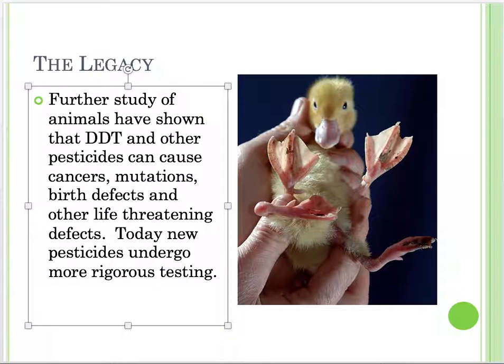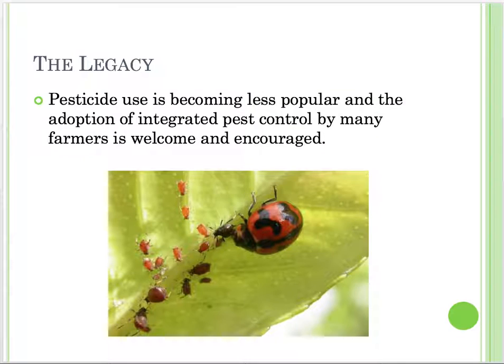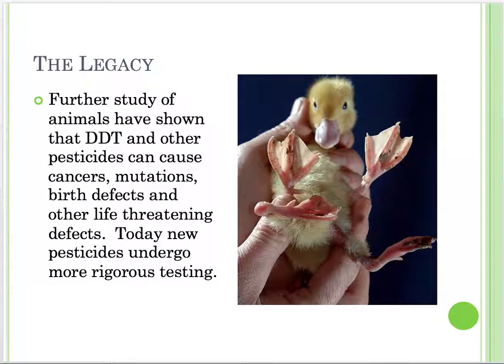Today, new pesticides undergo more rigorous testing. There are other pesticides as well that can cause those defects as well as death, and one of those is Agent Orange. You will see I've given you a link about Agent Orange. It was used as a weapon in war, and people are still being born with defects to this day. It was used during the 1960s, in the Vietnam and Korean Wars.